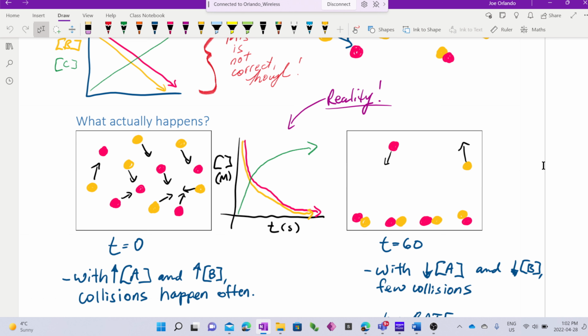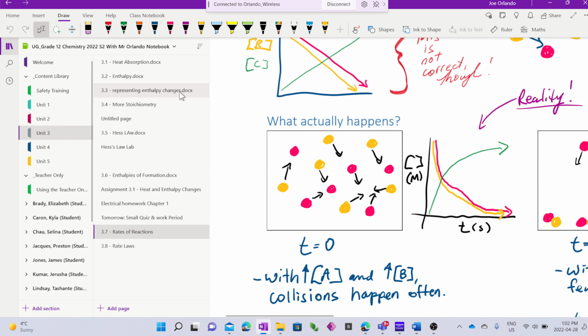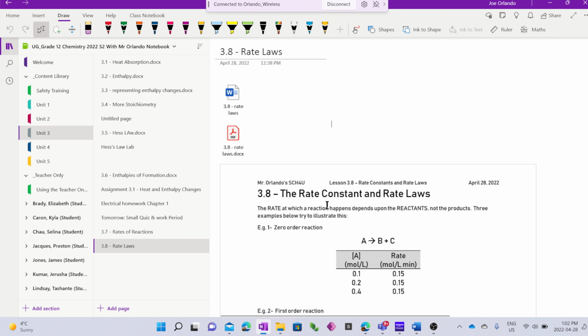Now, today, we're going to learn about how we can do calculations with that. All right? So we are going to learn the equations that govern how fast a reaction happens. So get this note out, follow along, because this is a really key concept. We're going to relate to this as we get into next unit.